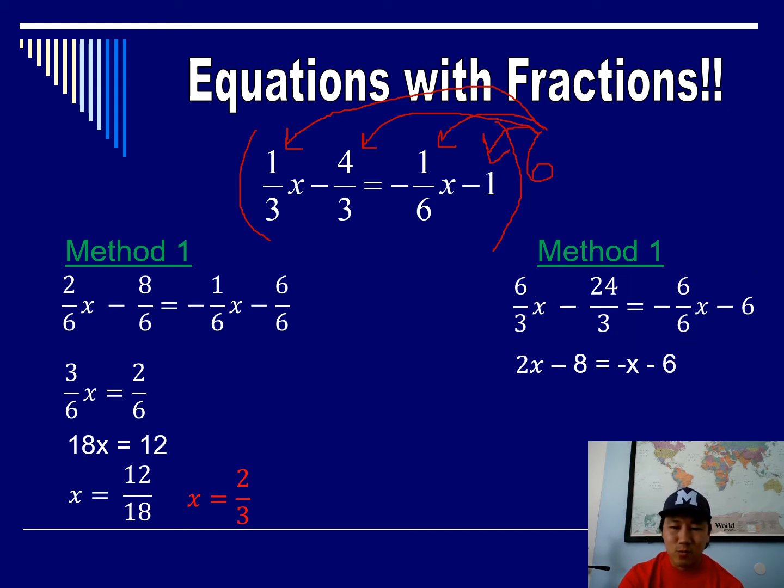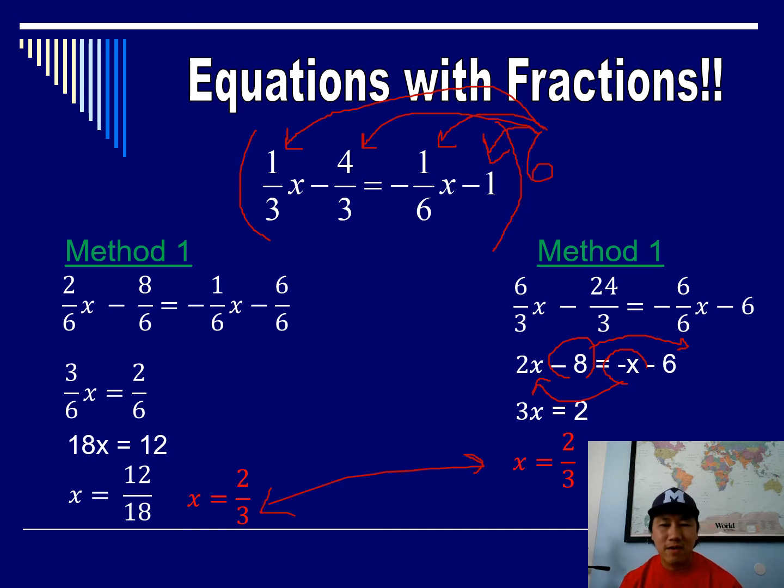Alright, and there it is. As promised, all the fractions are gone. And now it's a pretty basic Algebra 1 problem. Bring the x to the other side. Bring the negative 8 to this side. We have 3x equals 2, and then of course divide both sides by 3, and we have x equals 2/3. And you notice that we have the same answers using 2 different methods. Okay, so whatever method you're comfortable with, go ahead and use that way.